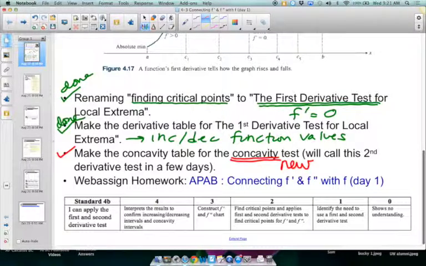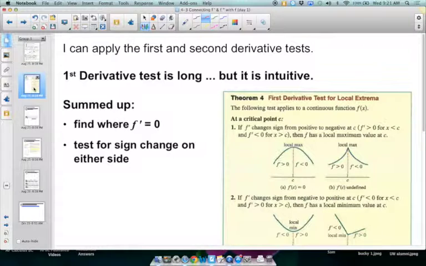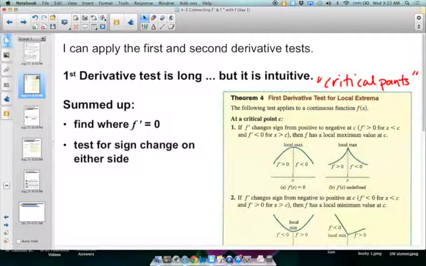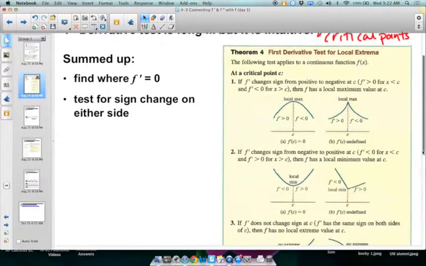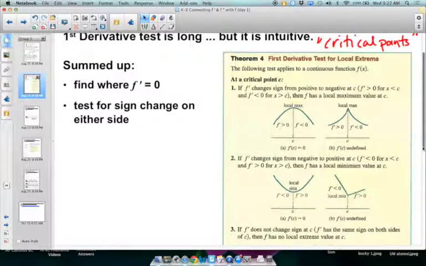Okay, so when we talk about the first derivative test, finding our critical points. Okay, it looks like a long test, but it's really pretty intuitive because we've been talking about it for some time now. Okay, we're talking about critical points being at mins or maxes. So here's my critical points that I could have as maximums. Here's my critical points I could have as minimums. And we've been working with those for a few days now.